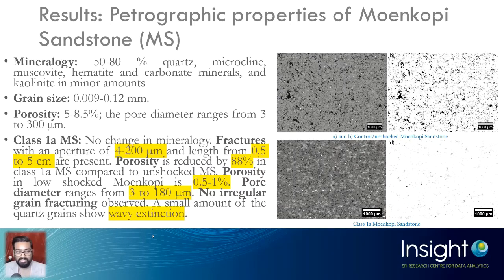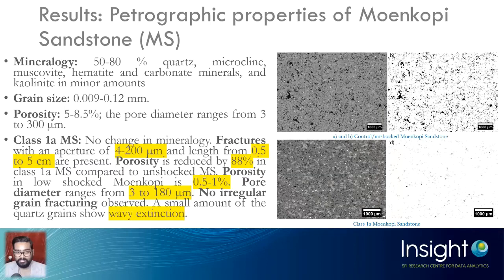In class 1A Moenkopi sandstone, we see no change in mineralogy due to impact, and porosity is reduced by 88% compared to non-impacted rocks. Compared to Coconino sandstone, we see no irregular grain fracturing in Moenkopi sandstone.